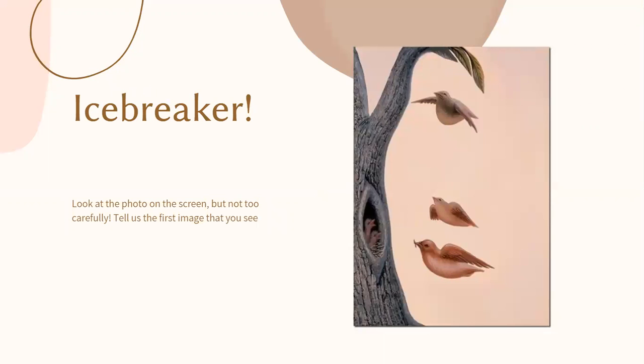All right, so Amy says the first image that she saw was the face of a woman. Did you see that, John? John says all he saw were the birds flying towards the nest. So very good. 2 different images here being portrayed on the screen in the same photo.